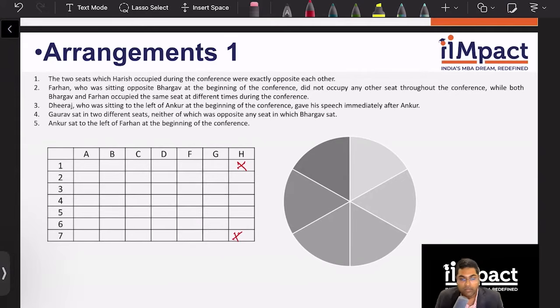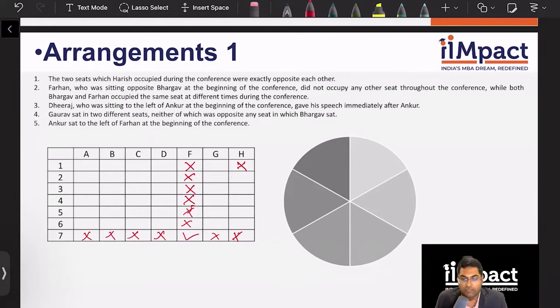Okay. What does clue number two tell me? Farhan, who was sitting opposite Bhargav at the beginning of the conference, did not occupy any other seat throughout the conference. Guys, what does this tell me? At the beginning, Farhan had a seat and he did not have any other seat. That means clearly Farhan is the seventh person, right? So Farhan is the seventh person. I will cancel out that nobody else can be seventh and Farhan cannot be at any other position, right? Okay. So this is clear to me.